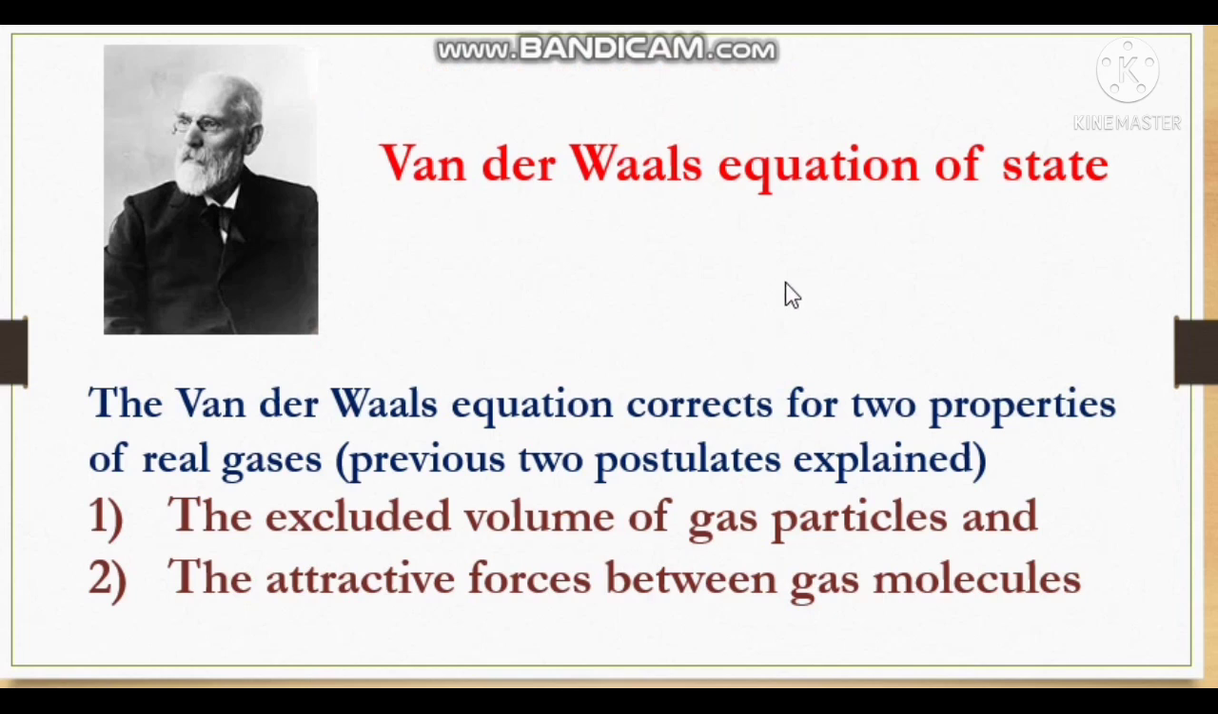In 1873, J.D. van der Waals proposed his famous equation of state for a non-ideal, that is, imperfect gas. He modified the ideal gas equation PV = nRT so that it can be used for real gases. He said that the gas molecules are not mass points, but they behave like rigid spheres having a certain diameter, and that there exist intermolecular forces of attraction between them. The van der Waals equation corrects for two properties of real gases: the excluded volume of a gas particle and the attractive forces between gas molecules.